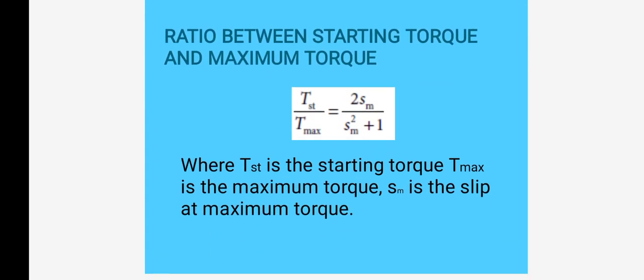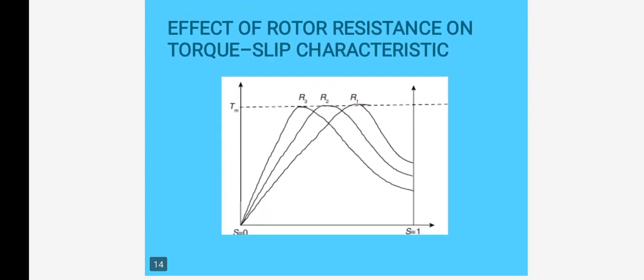Ratio between the starting torque and the maximum torque. From the above equation we can calculate the ratio between the maximum torque and the starting torque. The effect of the rotor resistance on the torque slip characteristics. This is for a 3-phase rotor, that's why we are using R1, R2, R3. This shows the effect on the torque slip characteristics in 3-phase.